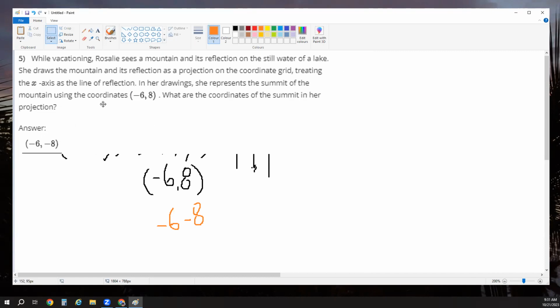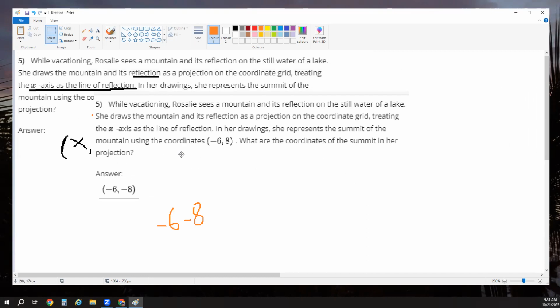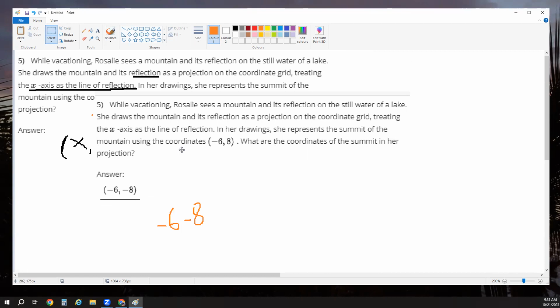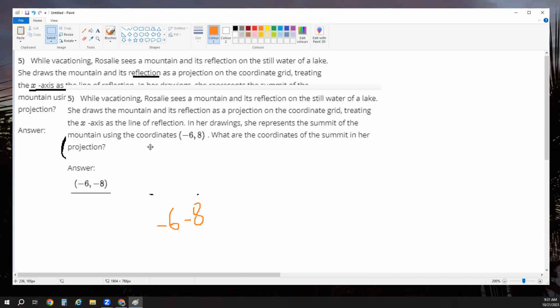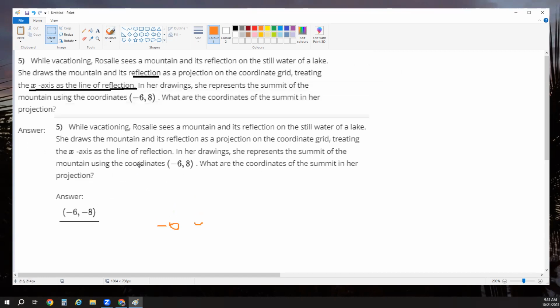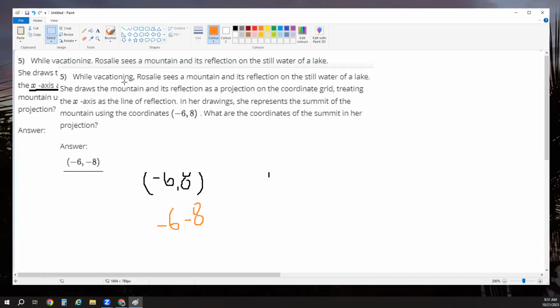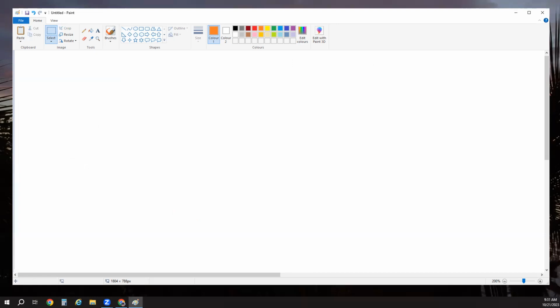All right, there have been a couple of glitches from Math Nation on this one. If you answered -6, -8, sometimes people saw that it was marking it incorrectly. If that happened to you, screenshot it, message it to me. I will let Math Nation know, and I will adjust your grade accordingly. Moving on to the next one.